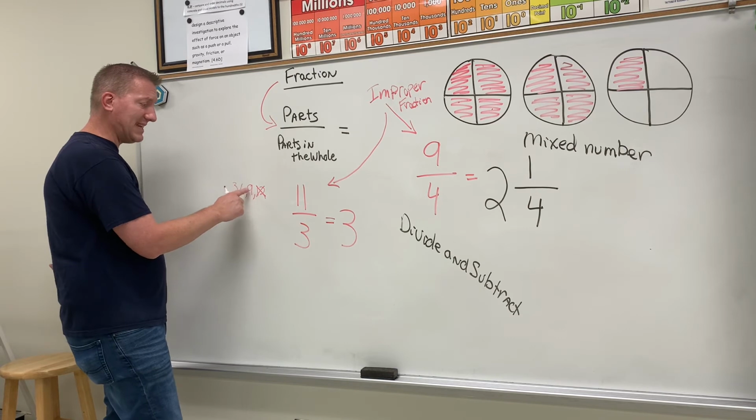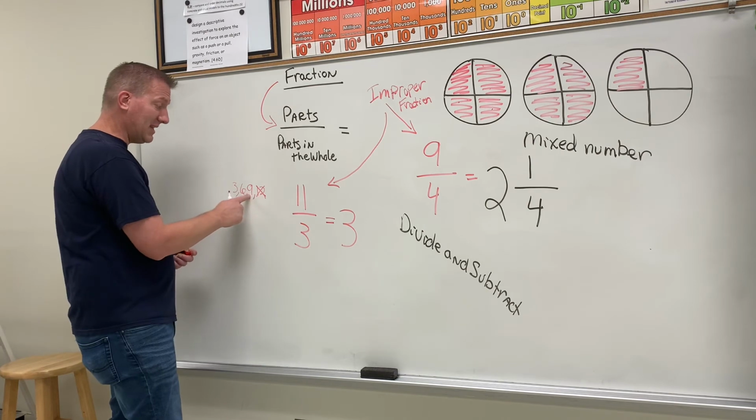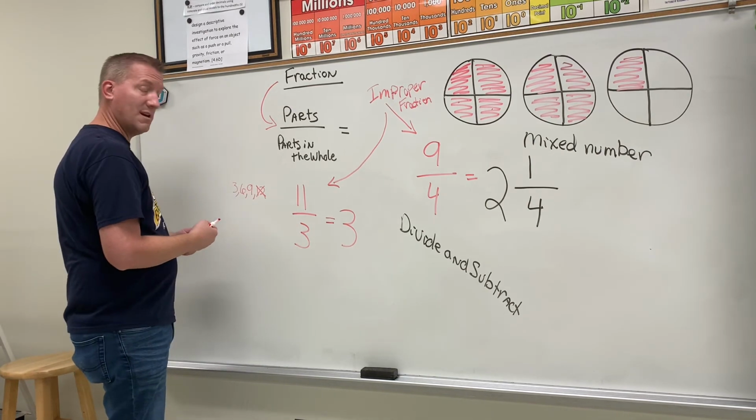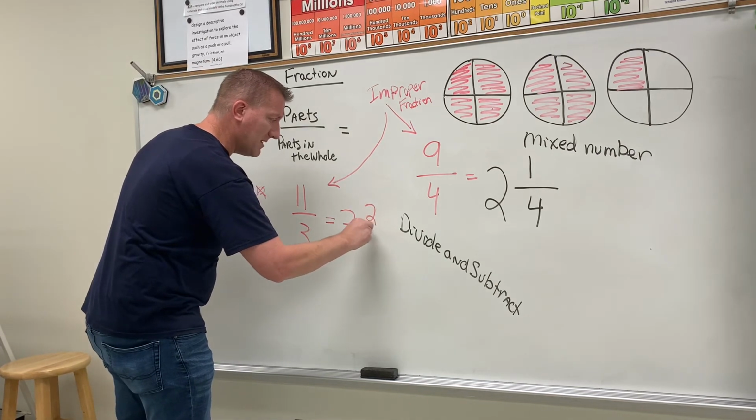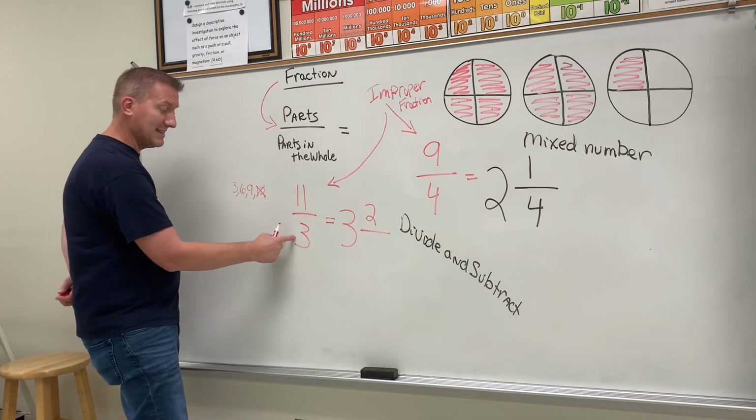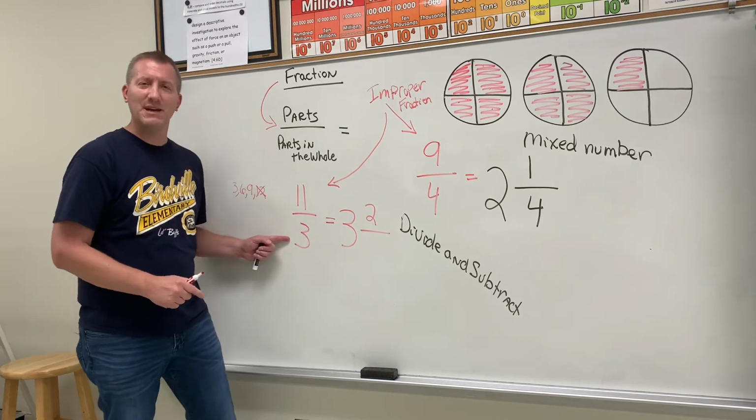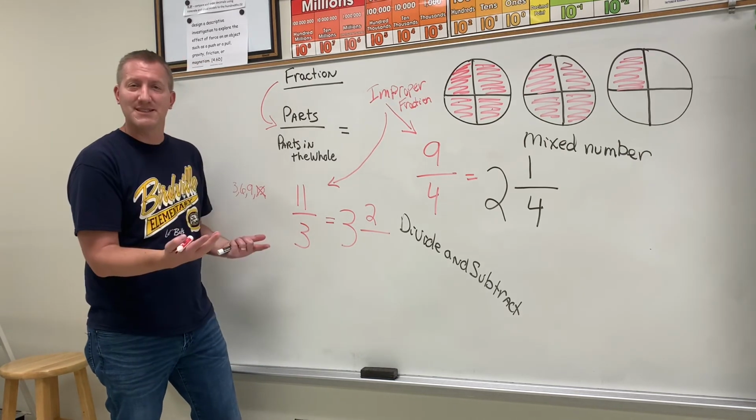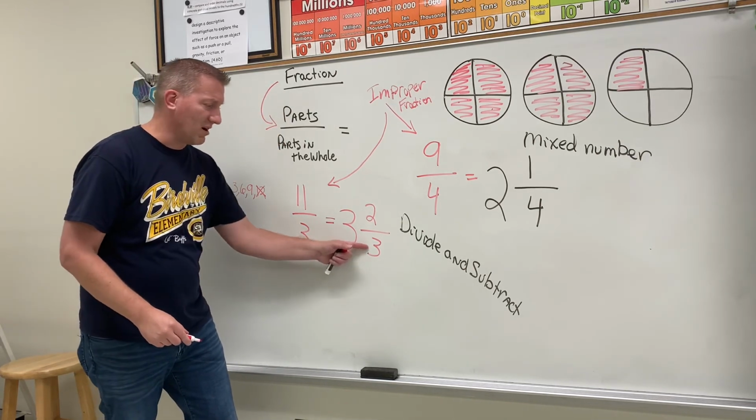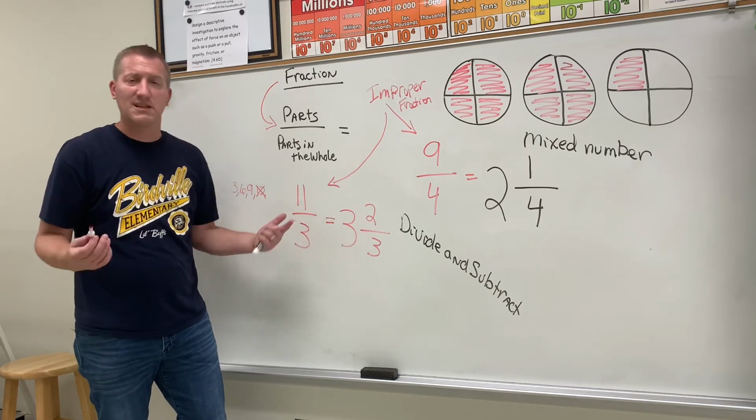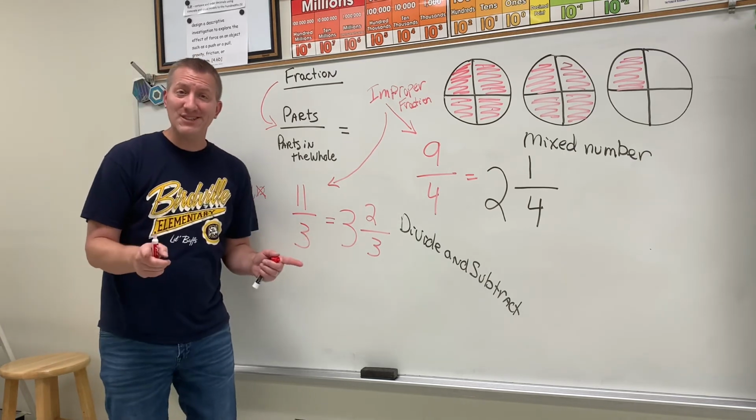Now, if I take 9 out of 11, how much do I have left? If I had 11 and I take 9 out of it, I only have 2 left, right? So my top number is 2. Denominator stays the same. I love doing the denominator all the time because the denominator stays the same all the time. So nobody should ever get the denominator wrong because it doesn't change. It just stays exactly what it is. So it's 3 2/3.